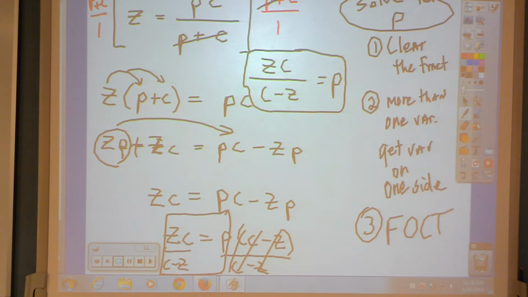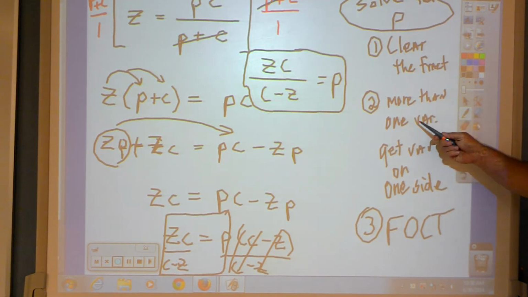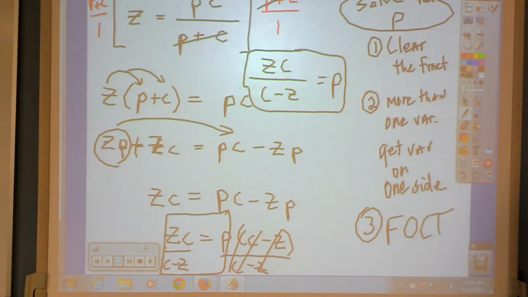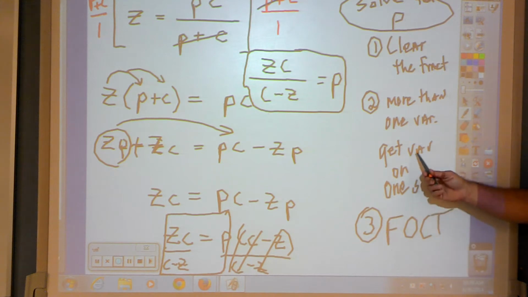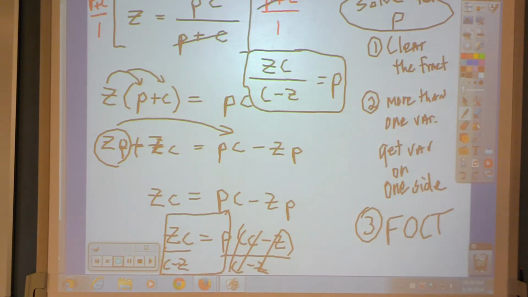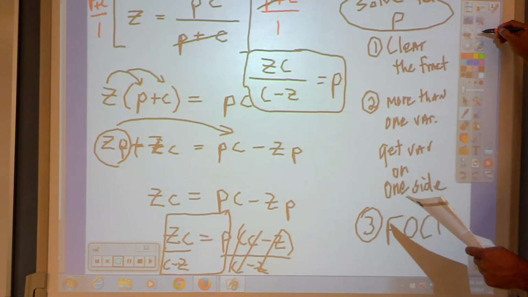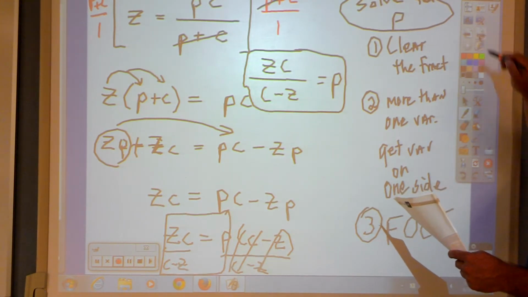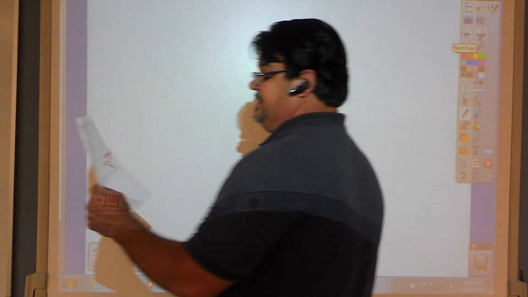Okay. So more than one variable, and after that, what does it say? Factor, right here. And above that, get variable on one side. Get variable on one side. Alright, that's what I need right there. Alright, let's try another one. This is number 6.